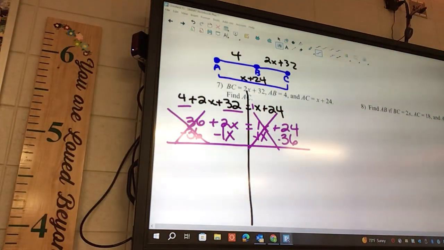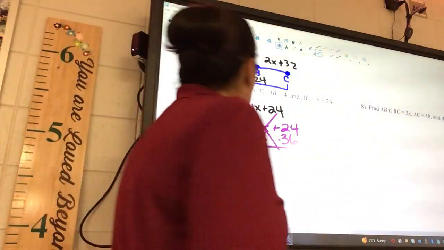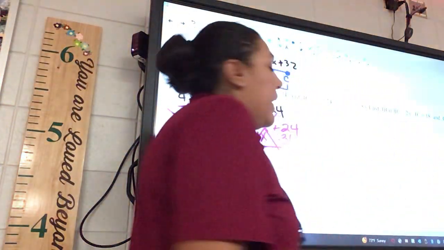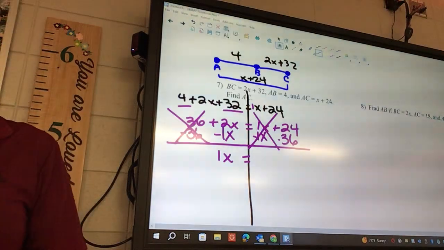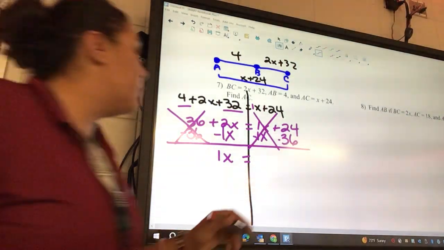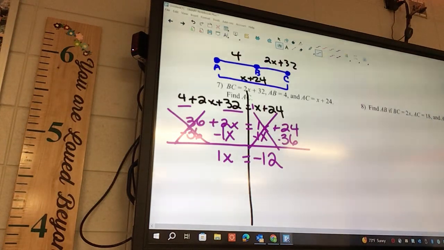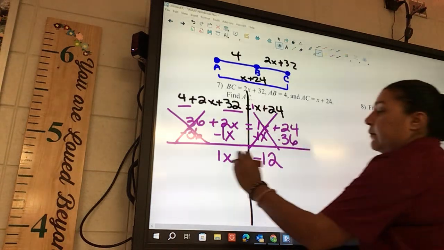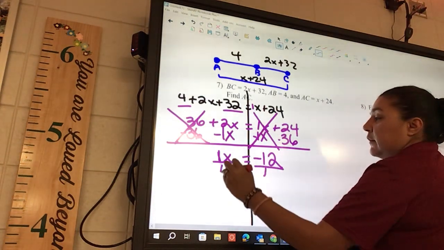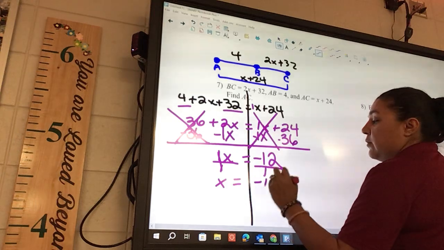Okay, 2 minus 1, 1x. 24 minus 36, negative 12. Okay, and then what? Divide it. We're going to divide by negative 1. So we get x equals negative 12.